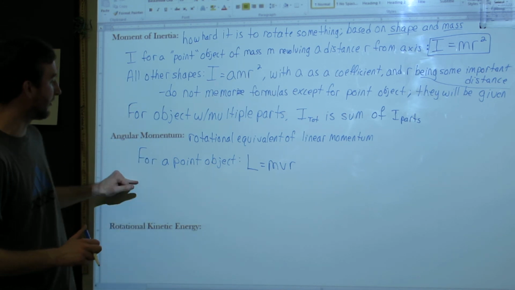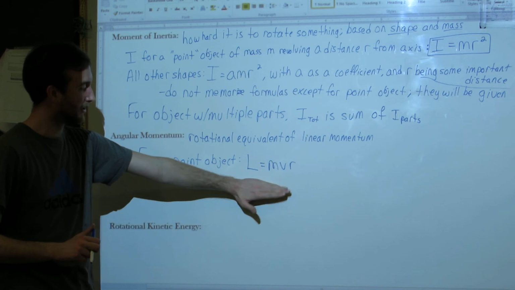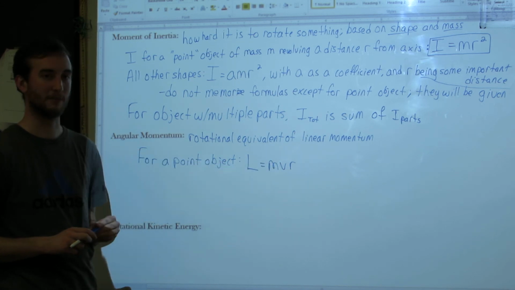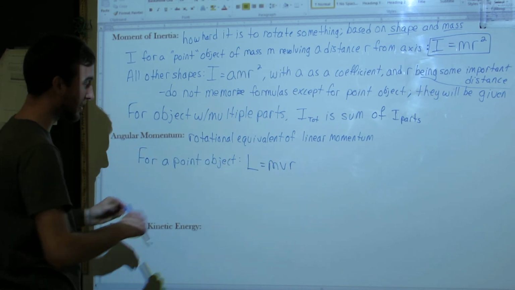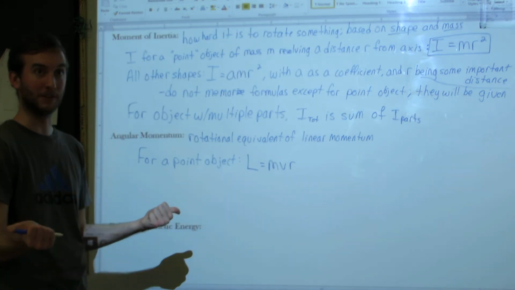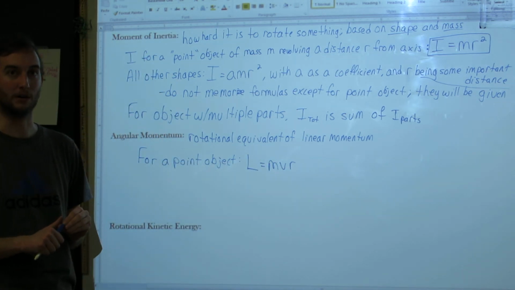Okay? For right now, for angular momentum for a point object, it's the mass times the velocity times r. You can even see m times v, that's like normal momentum. And we're multiplying that by r.